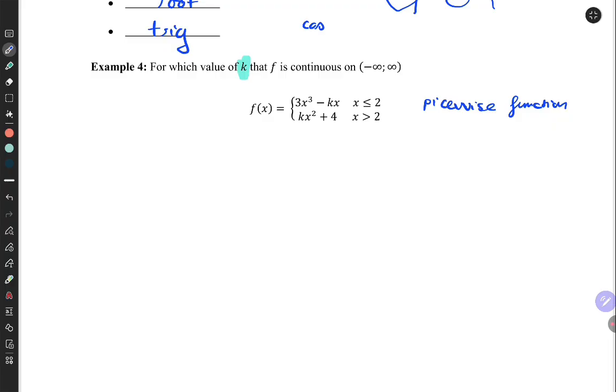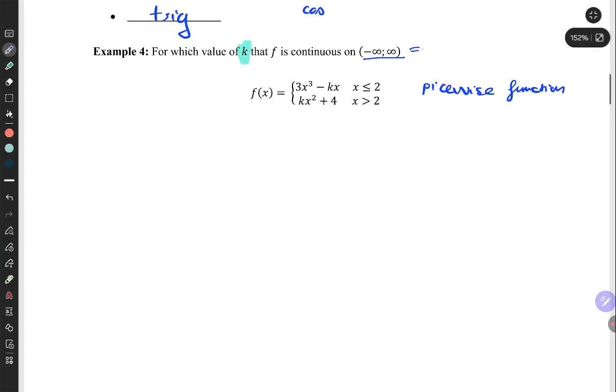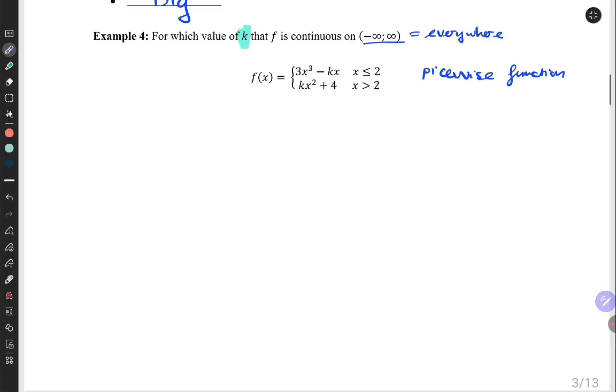All right. For which value of k is f of x continuous everywhere? When you say it's negative infinity to positive infinity, I usually don't say that. It's another way to say it's everywhere, right? All the way from the left, all the way to the right, everywhere is negative infinity to positive infinity. Okay. So for which value of k is that function continuous everywhere? Let's start with the solution.